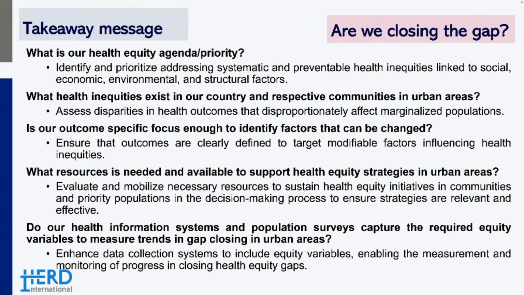The takeaway message: to really close these inequity gaps, we first need to identify and prioritize addressing systemic and preventable health inequities linked to social, economic, and environmental structures. Then, secondly, assess disparities in health outcomes that disproportionately affect marginalized people. Third, ensure that outcomes are clearly identified to target modifiable factors influencing health inequities. And finally, enhance the data collection systems to include equity variables, enabling the measurement and monitoring of progress in closing health inequity gaps.